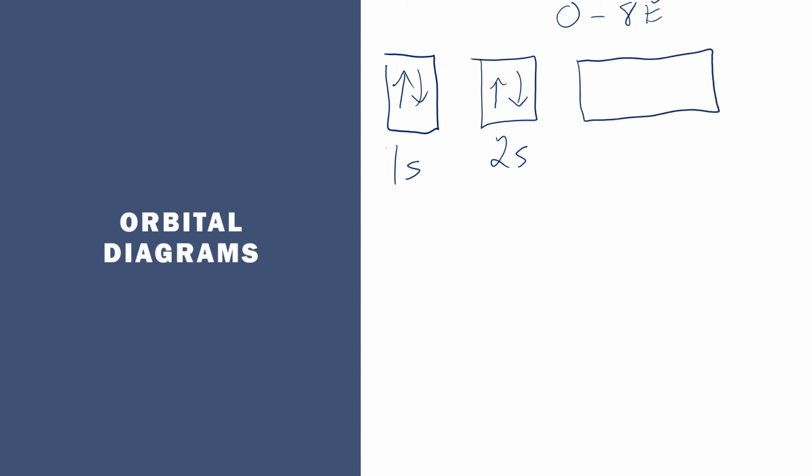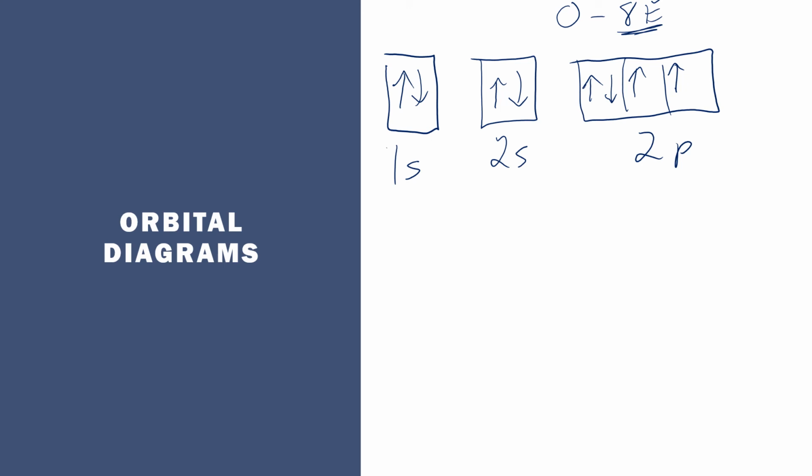And we always draw 3 boxes for p because there's 3 dumbbells. So this is the 2p sublevel with 3 boxes. Now we have 1, 2, 3, 4 electrons so far. We need 4 more electrons to make oxygen. So you do 1, 2, 3, 1 in each. That's Hund's Rule. And then the 4th one you would fill in as a down arrow. And so this is the orbital diagram for oxygen with those 8 electrons represented as arrows.